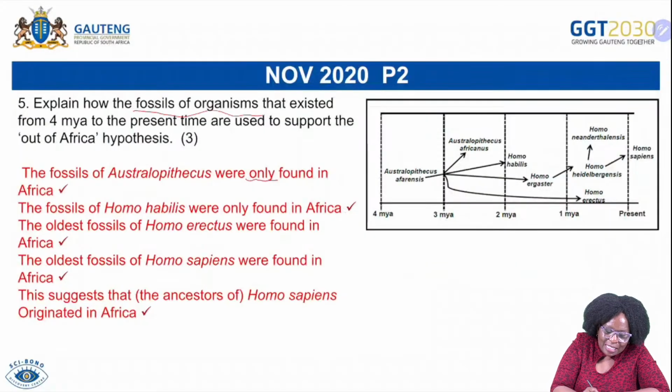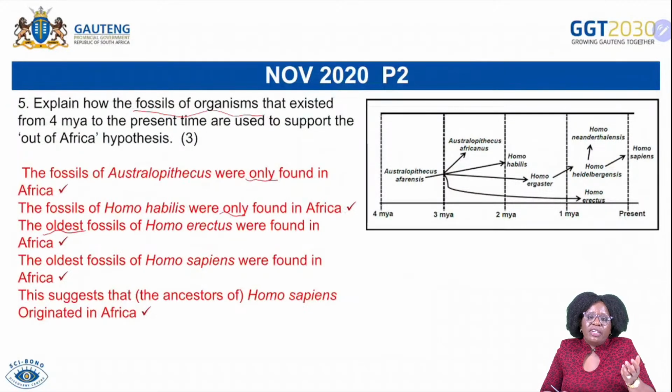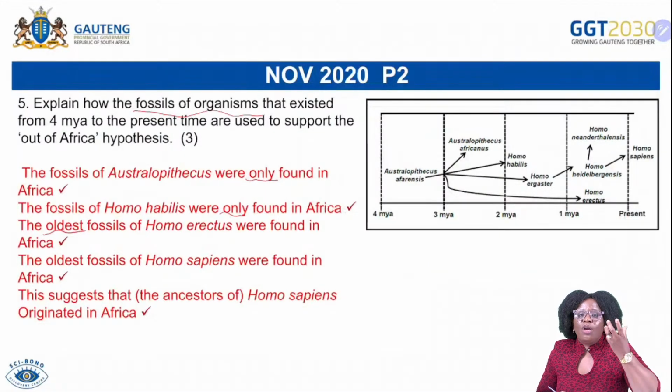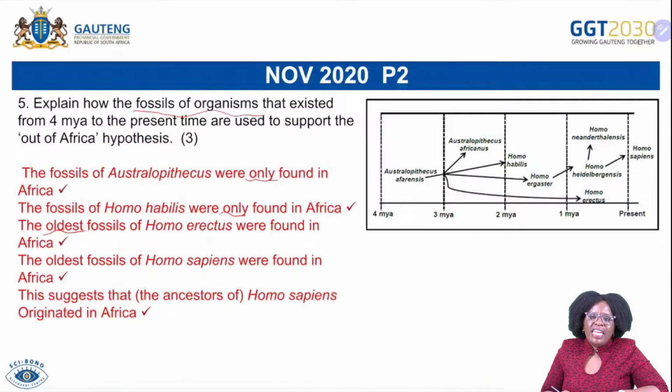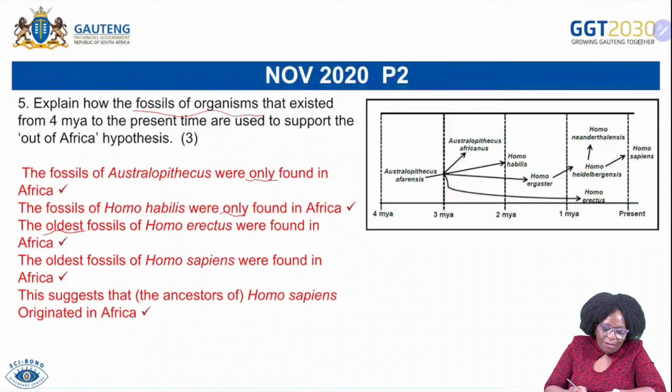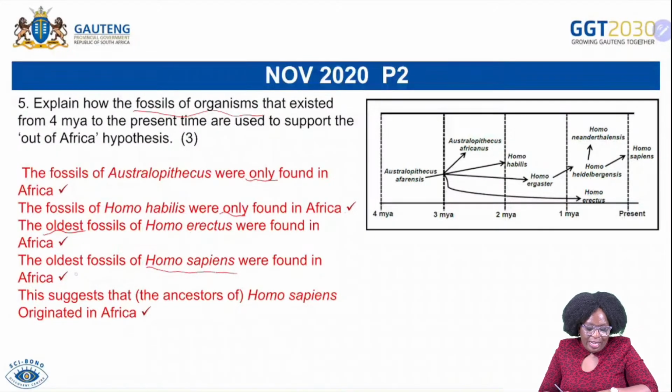And the oldest fossils of Homo erectus were found in Africa. If you just say that the fossils of Homo erectus were found in Africa, you are losing that mark. You are losing the essence of the answer, because we are talking about the oldest. Remember, Homo habilis existed before Homo erectus. So the oldest fossils of Homo erectus were also found in Africa. And the oldest fossils of Homo sapiens were found in Africa. And this suggests that the ancestors of Homo sapiens originated in Africa.